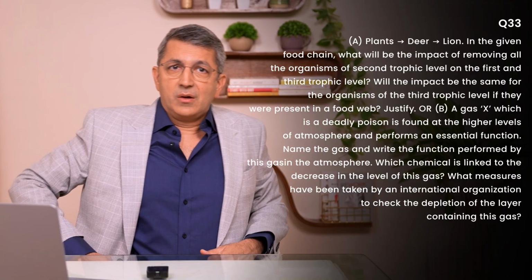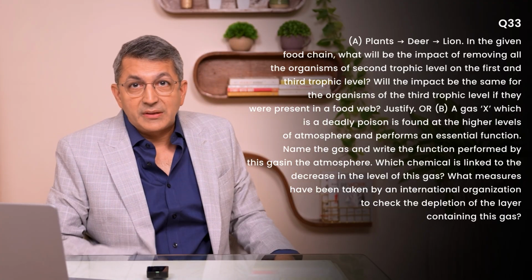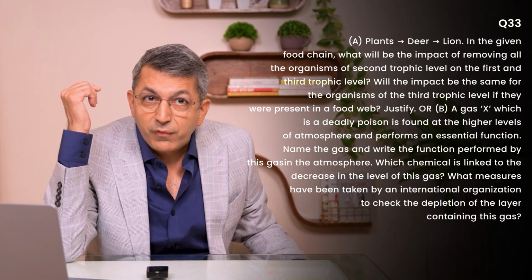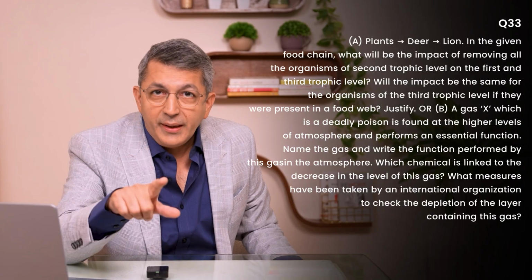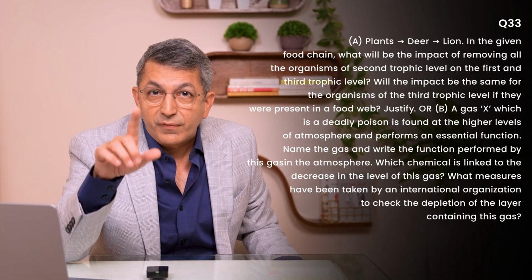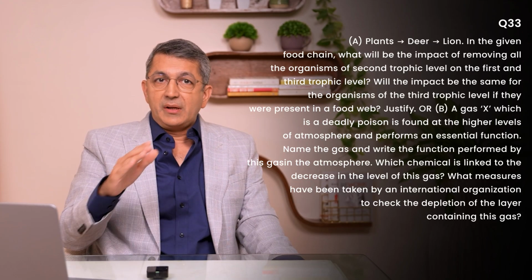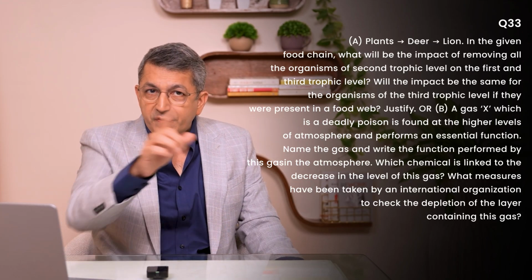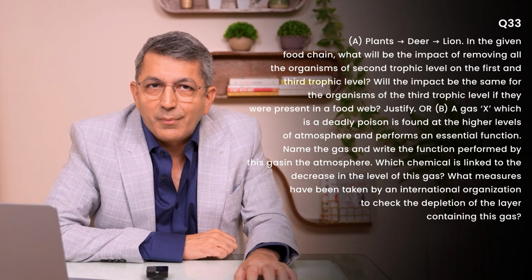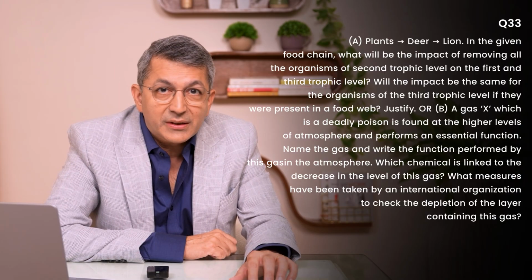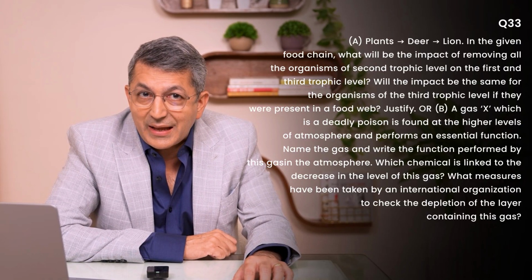A gas X, which is a deadly poison, is found at the higher levels of atmosphere and performs an essential function. Name the gas and write the function performed by this gas in the atmosphere. Which chemical is linked to the decrease in the level of this gas? What measures have been taken by an international organization to check the depletion of the layer containing this gas?